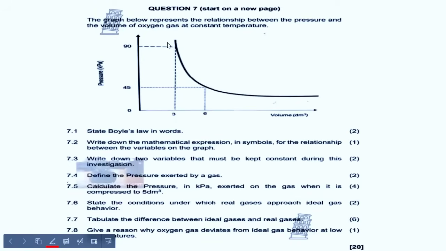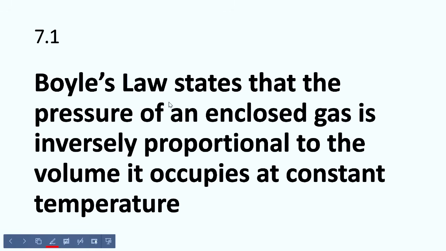Okay, so now let's look at another question here. We have question 7. It says the graph below represents the relationship between the pressure and the volume of oxygen gas at constant temperature. Now, again, 7.1 says state Boyle's law in words, right? So we already know what it is. Boyle's law states that the pressure of an enclosed gas is inversely proportional to the volume it occupies at constant temperature.